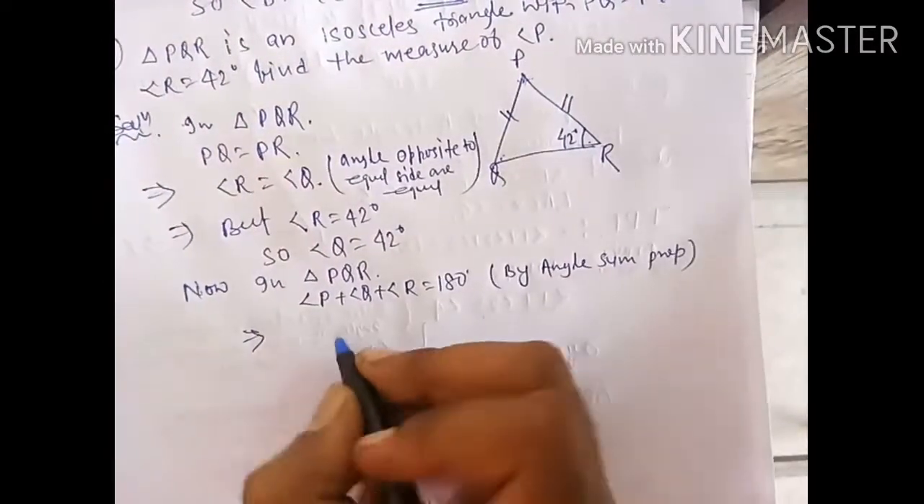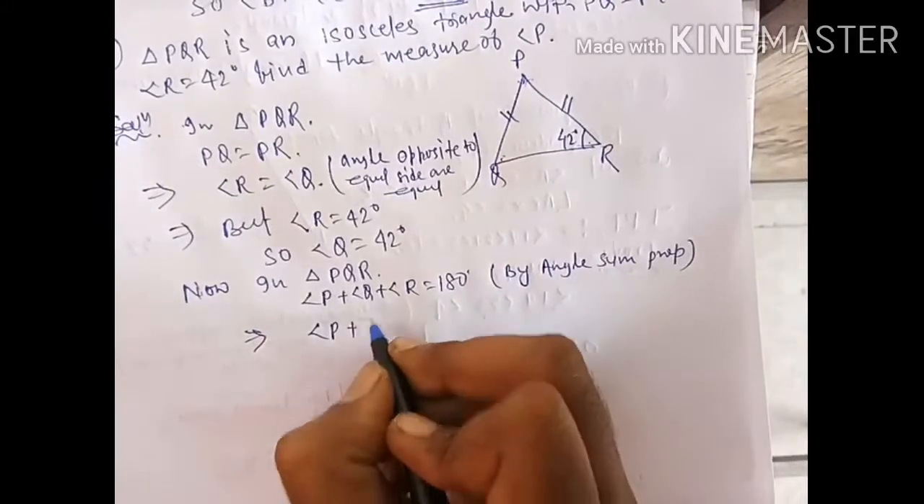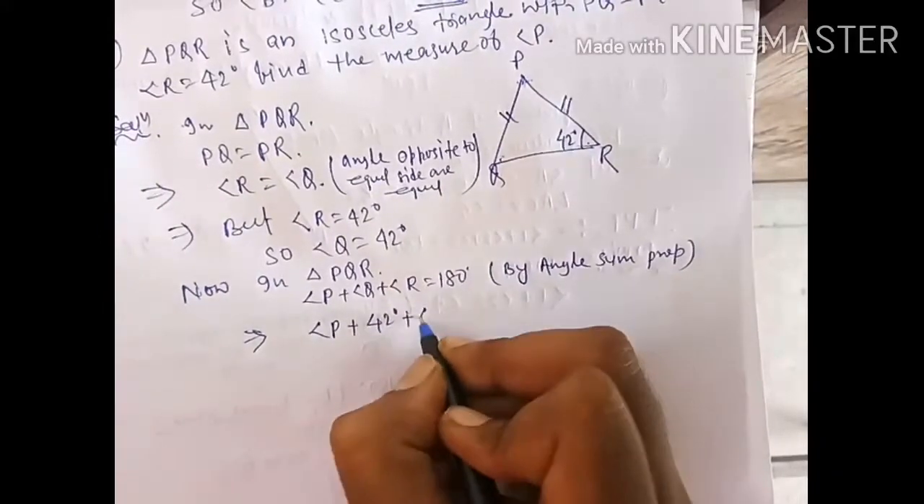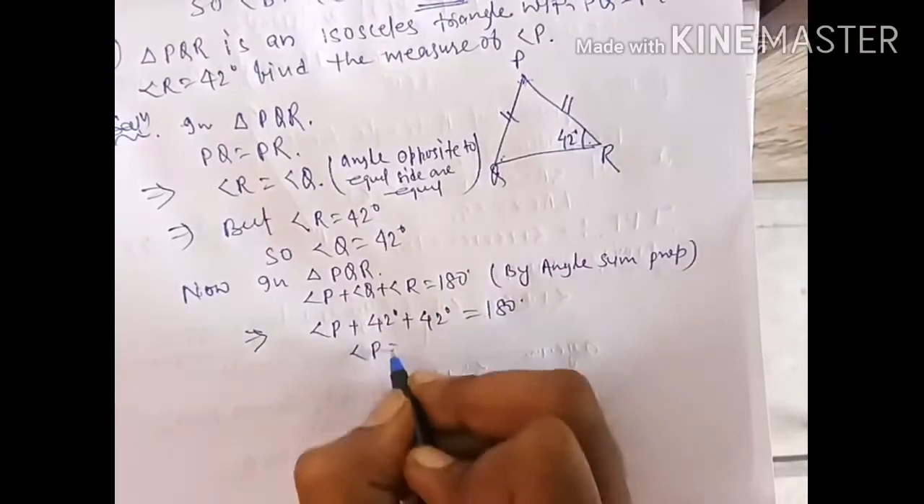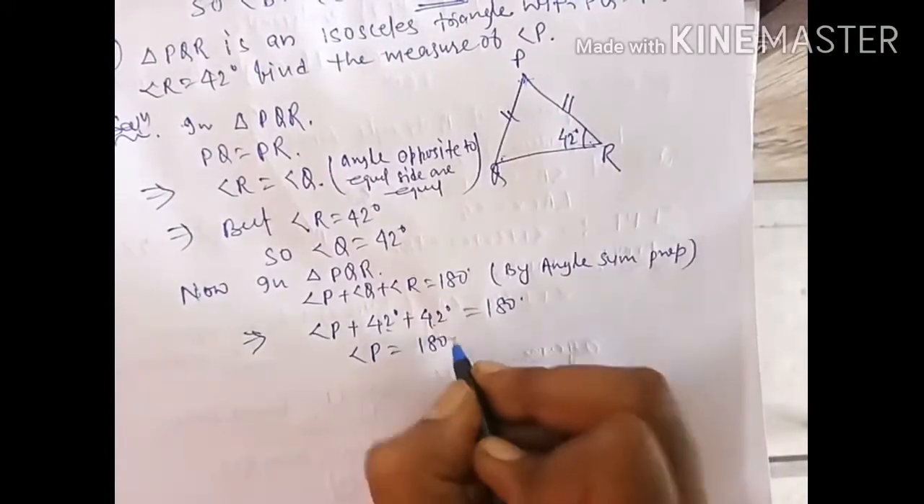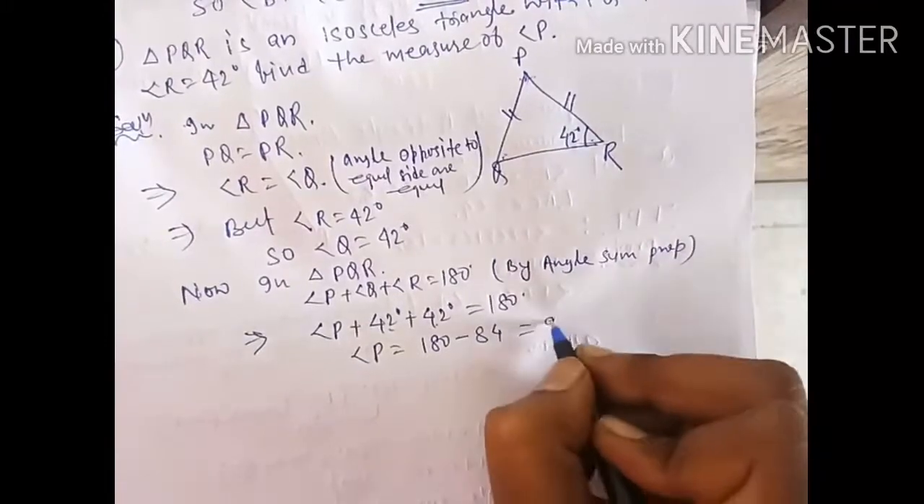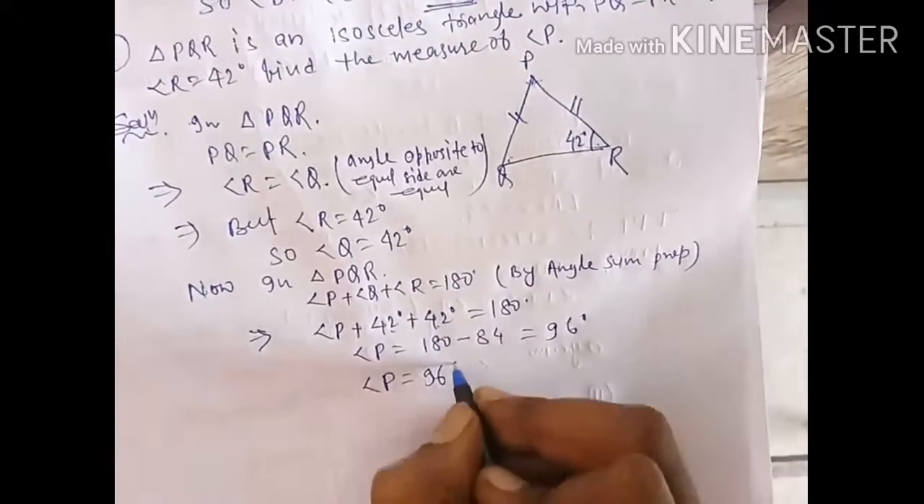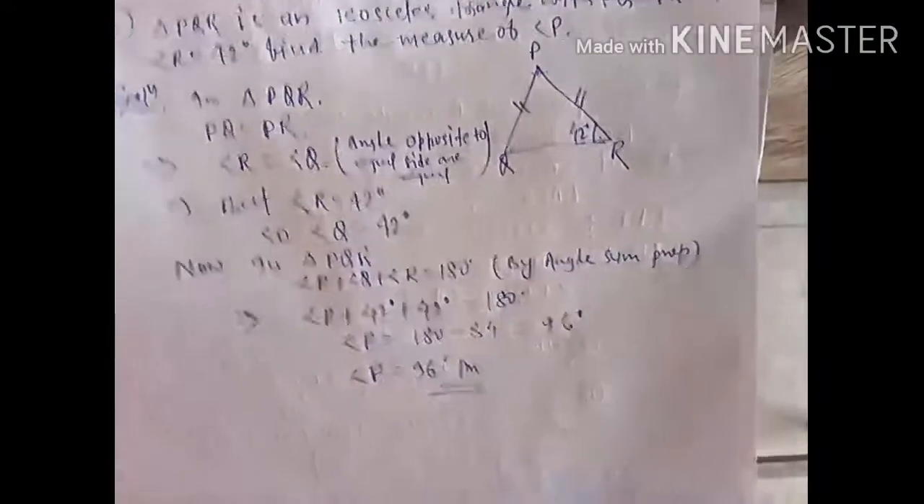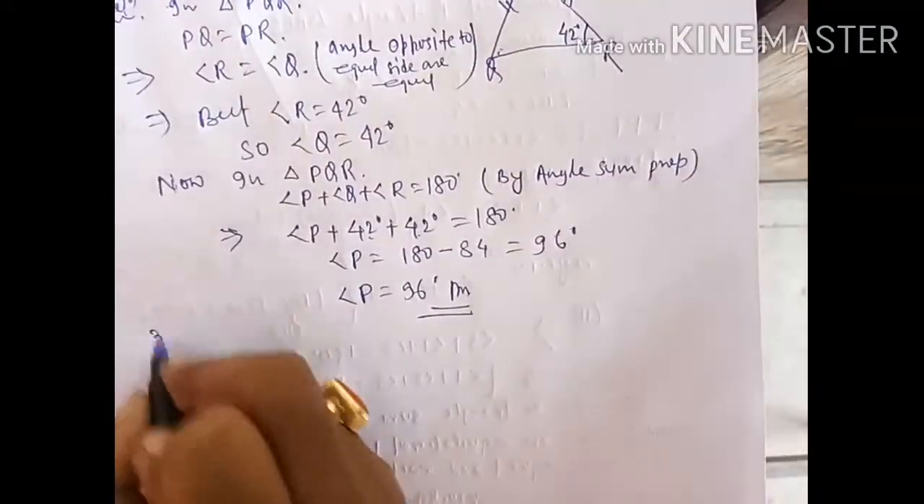So here angle P is not given, but angle Q is 42 degree, angle R is also 42 degree, and the sum is equal to 180 degree. So angle P is equal to 180 minus 42 plus 42, that is 84 degree. After subtracting we get 96 degree. So angle P is equal to 96 degree. This is the answer. Now in question number 3.